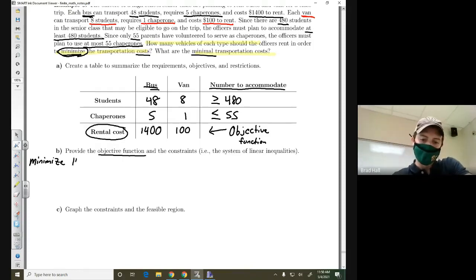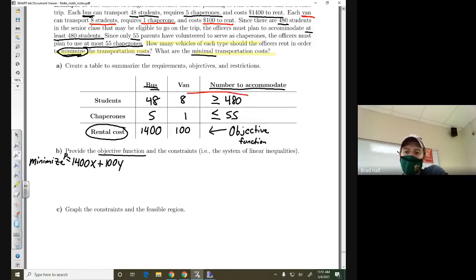gives us the values of 1,400. We'll append an X to it. And 100 for the van, which will append a Y to it. And if you want, you could put P equals to it. It doesn't matter. Mainly it's the numbers that matter. So that's the objective function. We're trying to minimize this objective function. And the linear inequalities will come from the two rows that we obtained up here.